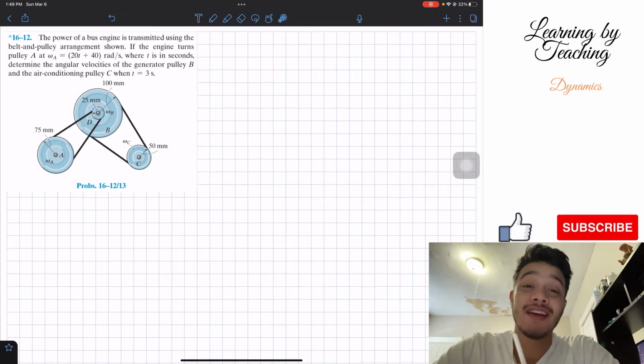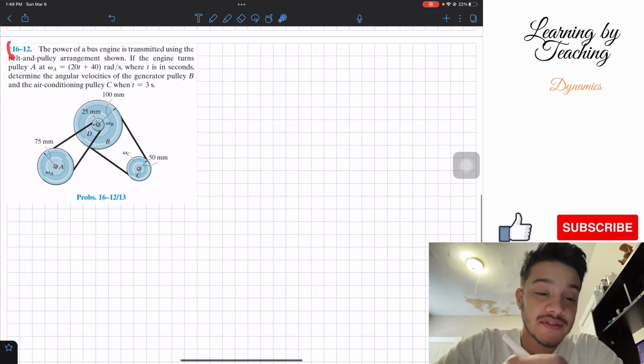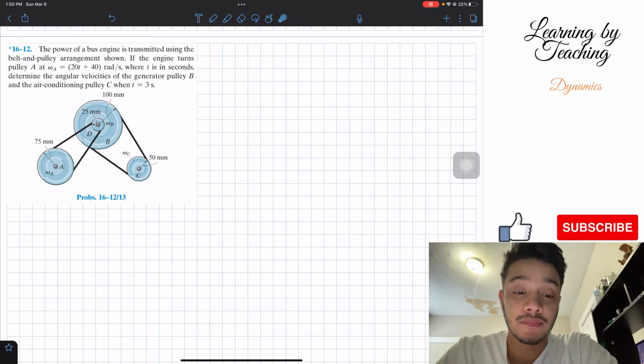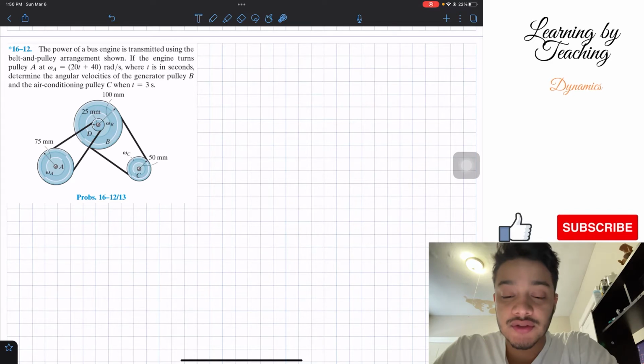Today we're in dynamics and we're going to solve problem 16.12, okay? It says the power of a bus engine is transmitted using the belt and pulley arrangement shown. If the engine turns pulley A at ω_A, the angular velocity of A, equal to 20t plus 40 in radians per second, where t is in seconds, determine the angular velocities of the generator pulley B and the air conditioning pulley C when t is equal to 3 seconds.